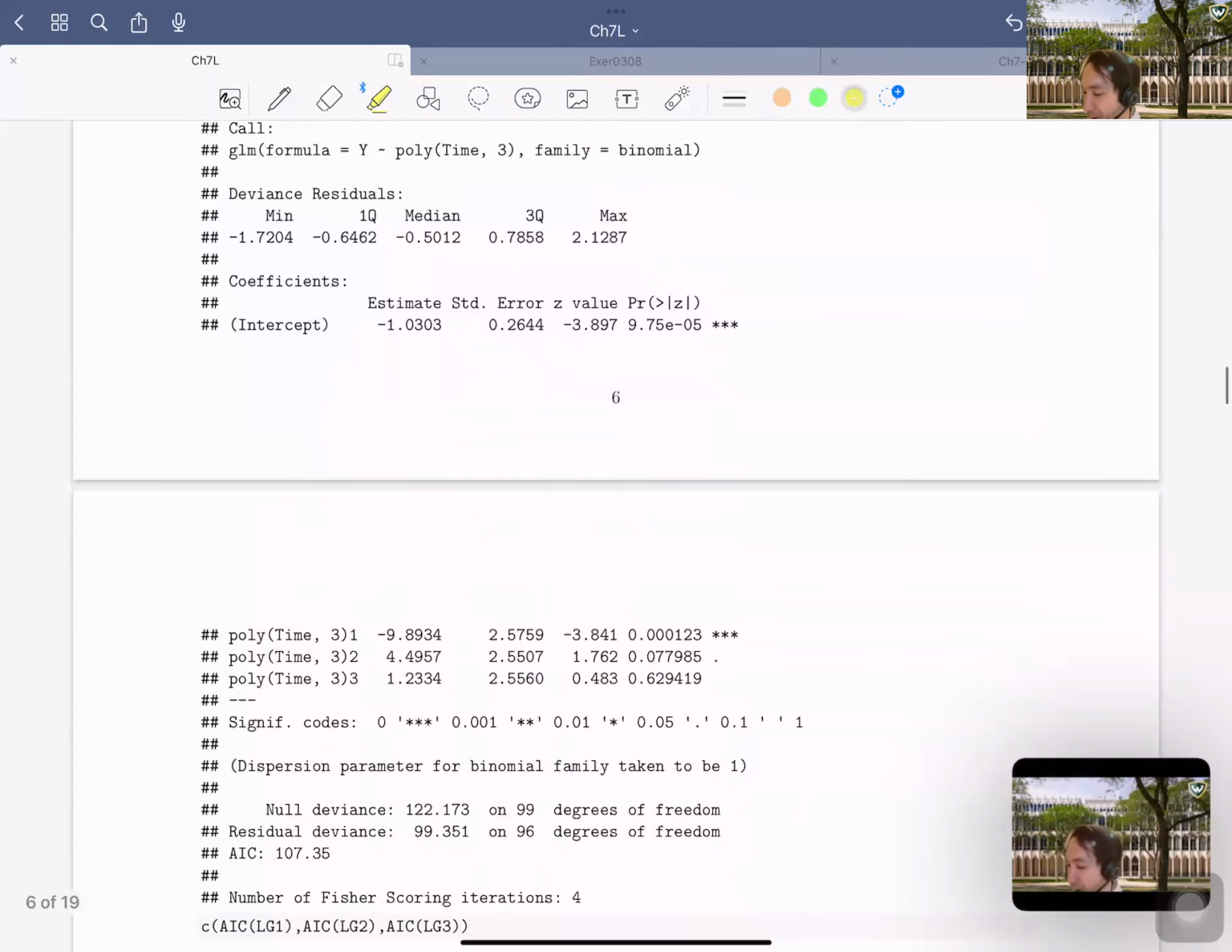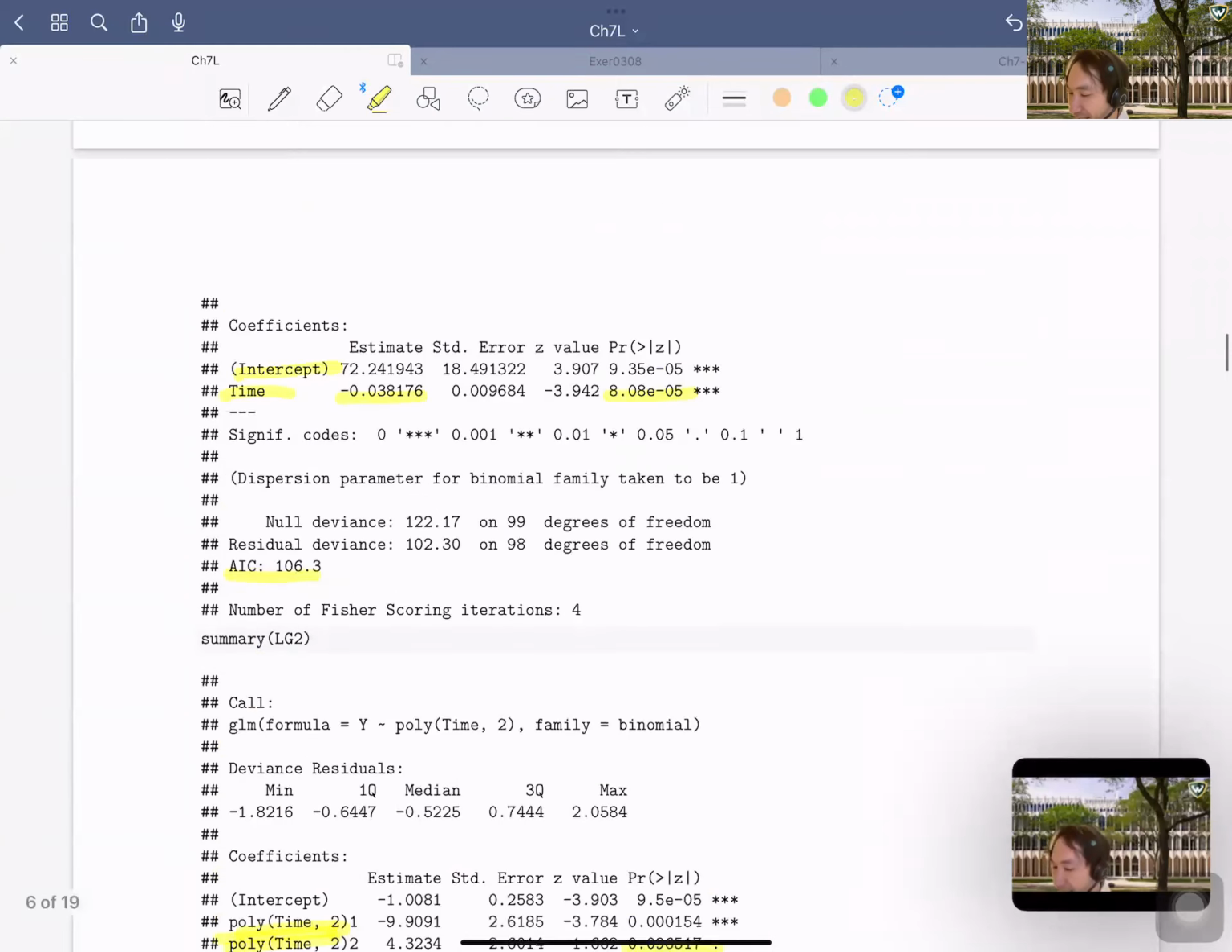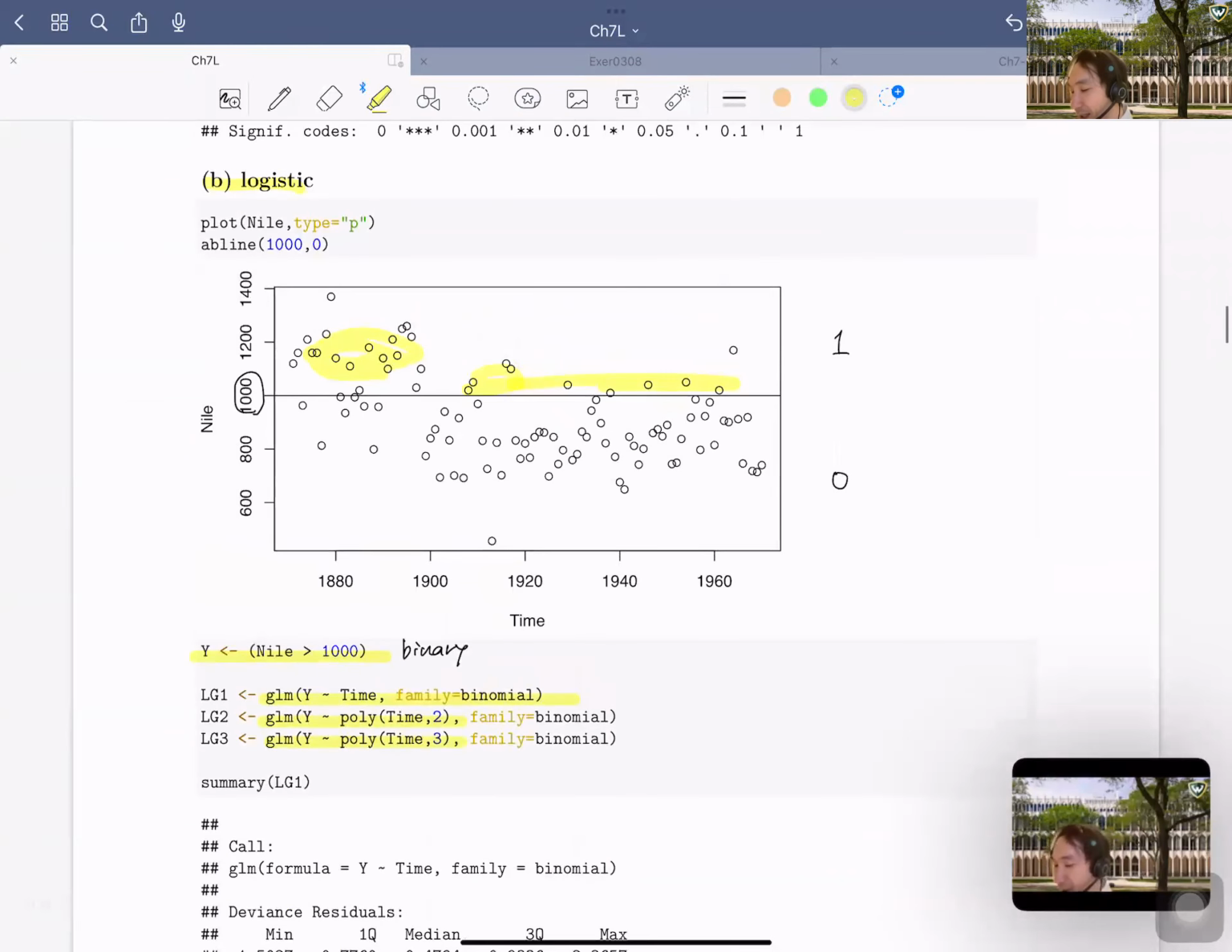And 3, probably we can imagine it's not significant, and actually it's not. Yeah, we can try 4. 4 gets much better than 2. But from this original plot, if we reduce the information into binary, 0 and 1, we probably don't have much indication that this is more complicated than a quadratic curve. Maybe this is just linear.